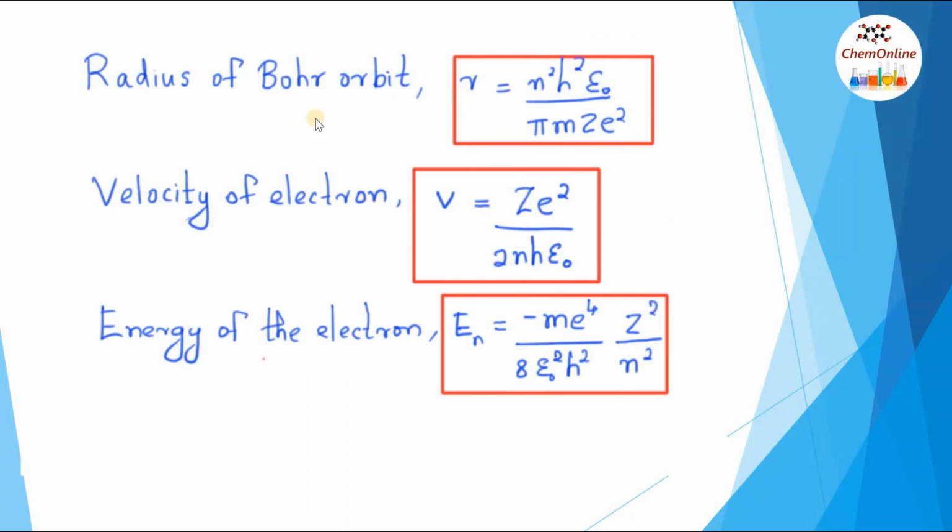To summarize, the radius of the Bohr orbit is r is equal to n square h square epsilon naught by pi m z e square. Velocity of electron is given by v is equal to z square by 2 n h epsilon naught, and energy of the electron is En is equal to minus m e raised to 4 by 8 epsilon naught square h square into z square by n square.